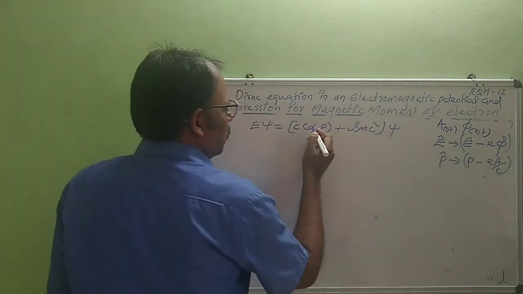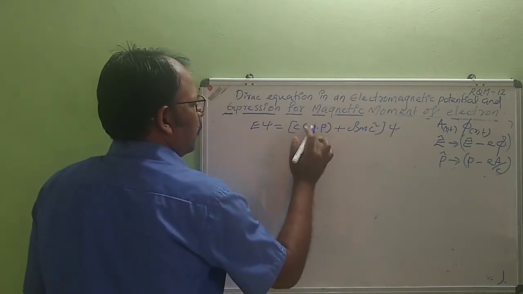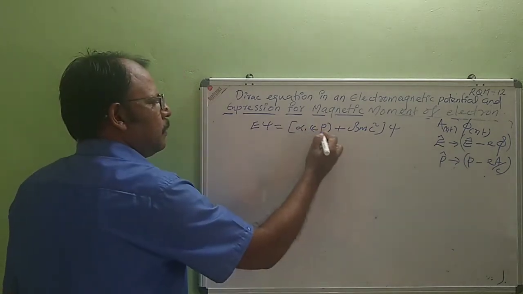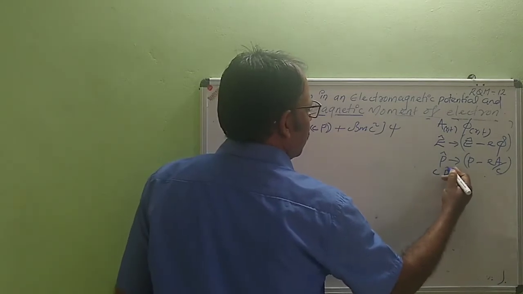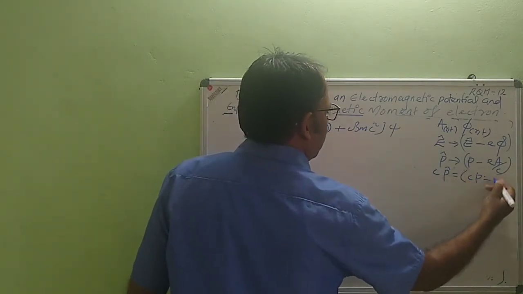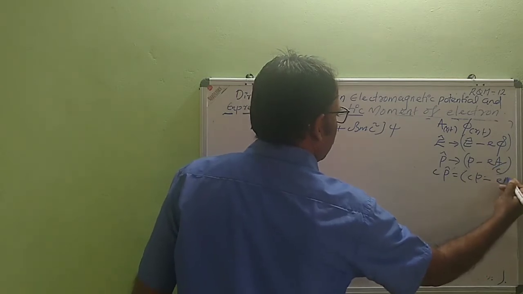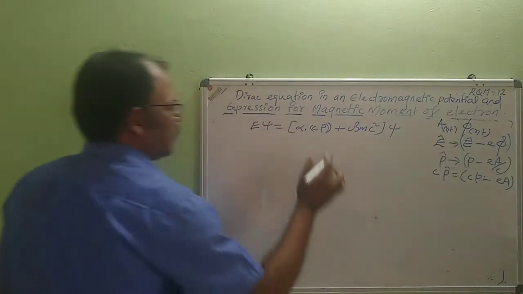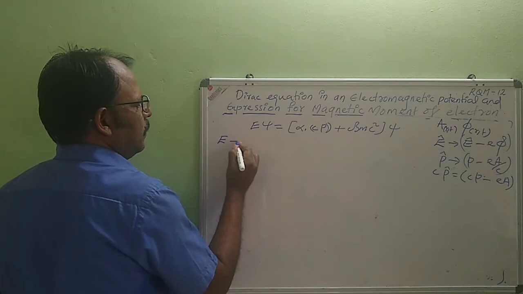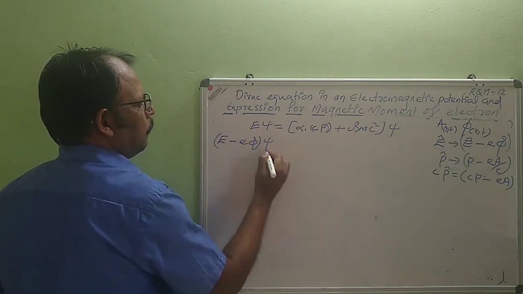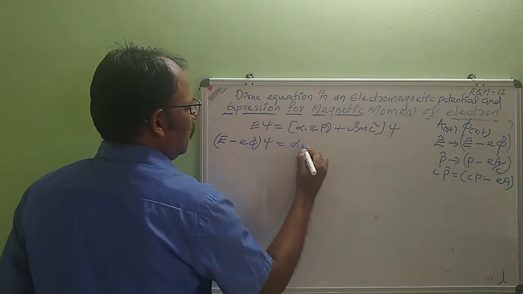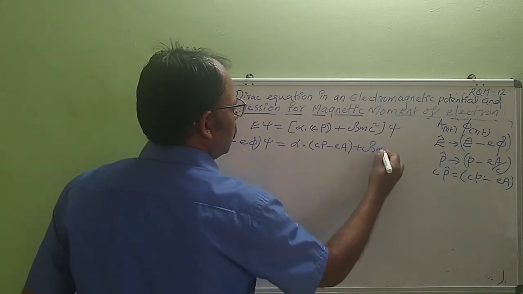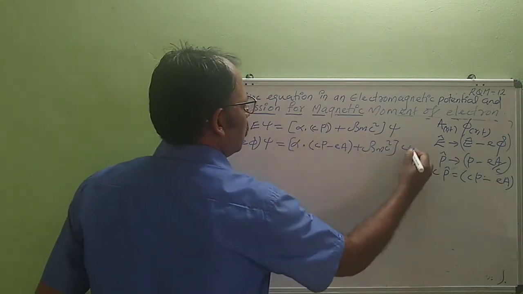Here the term is c alpha dot P, or we can write it as alpha dot cP. So cP, c into P, should be replaced by c into P minus eA by c, which is cP minus eA. So we can write this equation as E minus e phi operating on psi is equal to alpha dot (cP minus eA) plus beta m c square operating on psi.